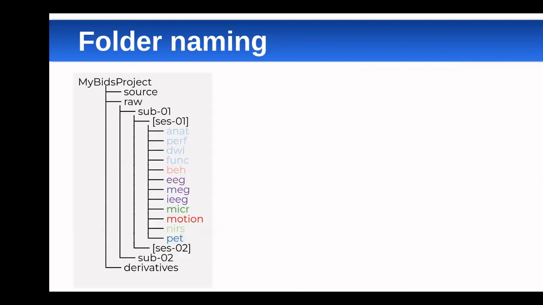And then the data type, the actual folder naming goes that every subject folder starts with sub, every session folder starts with ses, and then each of the data type folders gives you a hint of what type of data you're going to find in each. So ANAT will be for anatomical and structural MRI, for example. Behavioral data will go in the BEH folder. Motion data will go in the motion folder, and so on, right?